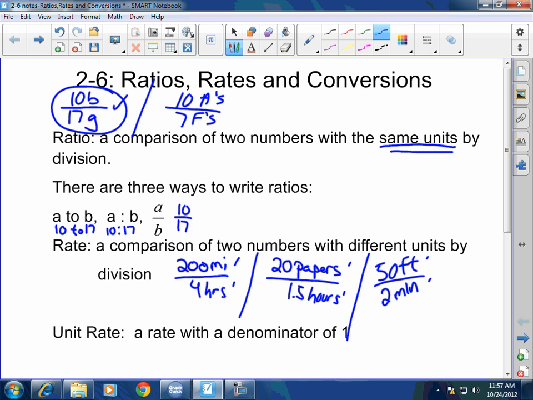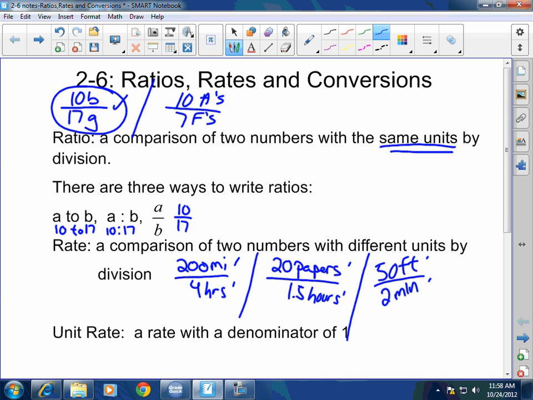Does that make sense? Yes, sir. But how come they're considered the same unit with ratios? How come boys and girls are considered the same unit? They're both human. Human is the same unit. You have 10 human boys to 17 human girls. You had 10 grades that were A's, 7 grades that were F's. They're both talking about grades. But in the rate, miles and hours, there's no way that those are the same, my brother. Thank you for asking, sir.